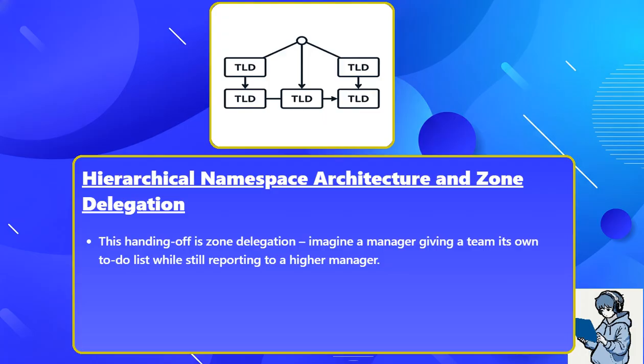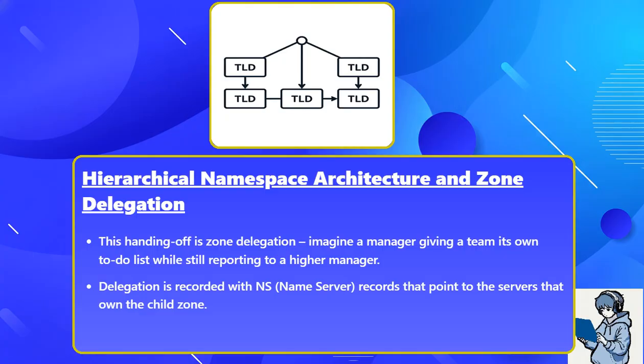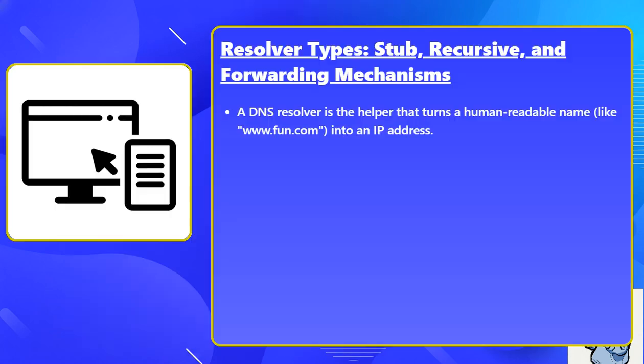Imagine a manager giving a team its own to-do list while still reporting to a higher manager. Delegation is recorded with NS records, standing for name server records, that point to the servers that own the child zone. A DNS resolver is the helper that turns a human-readable name, like www.fun.com, into an IP address.